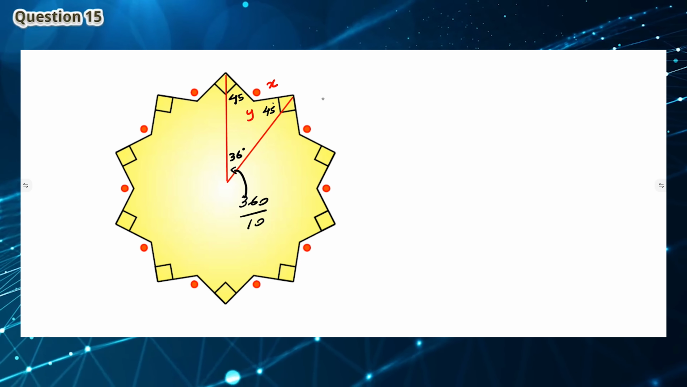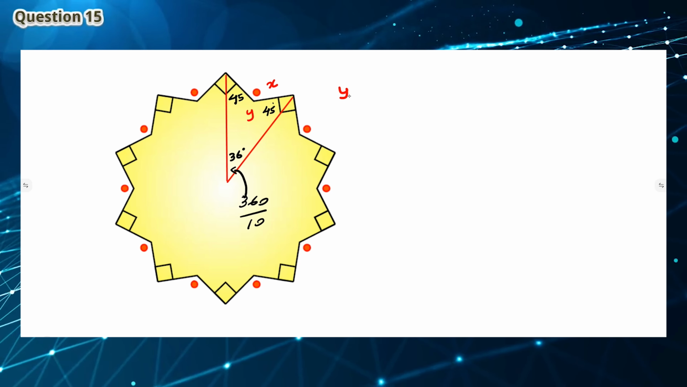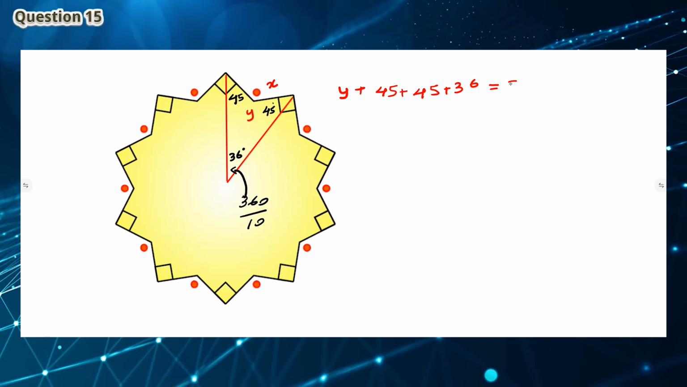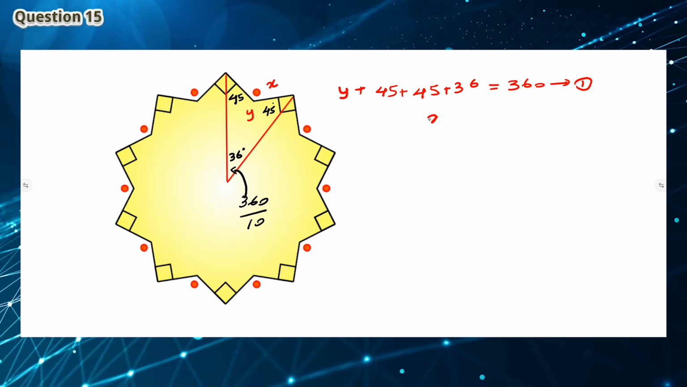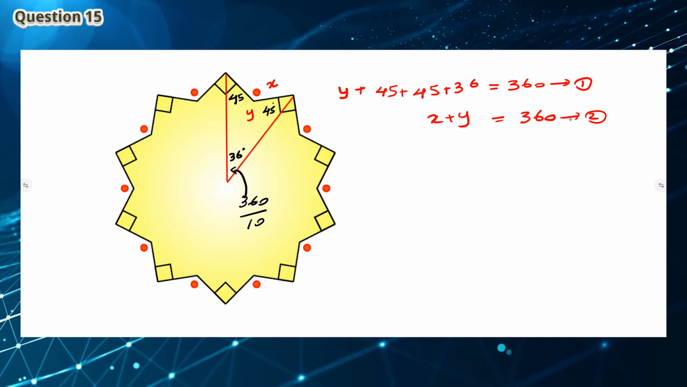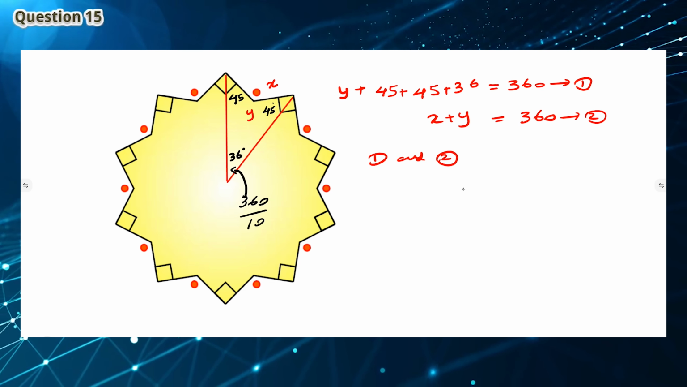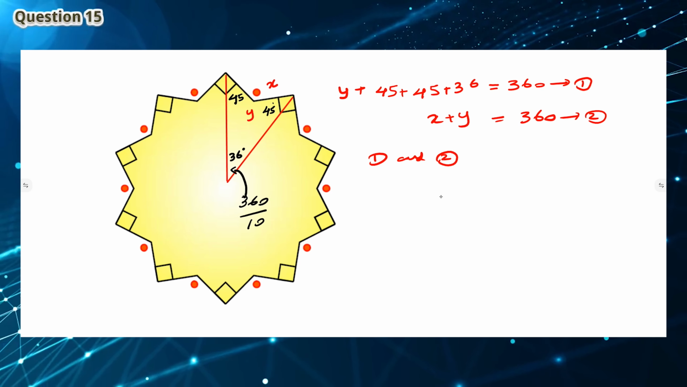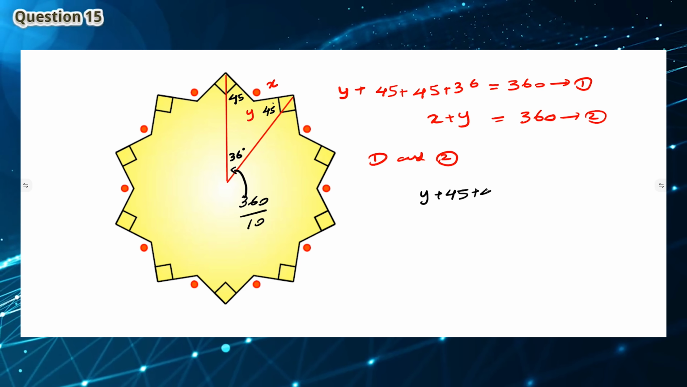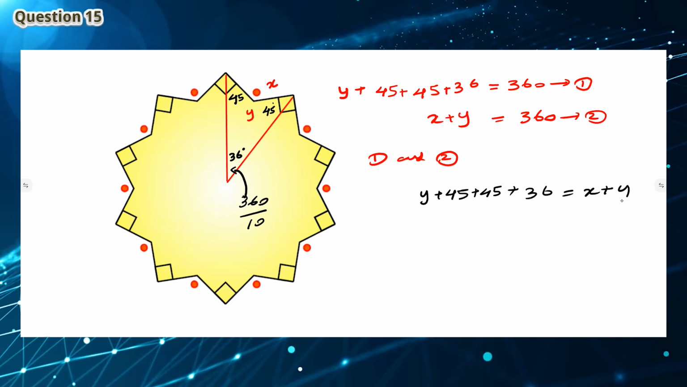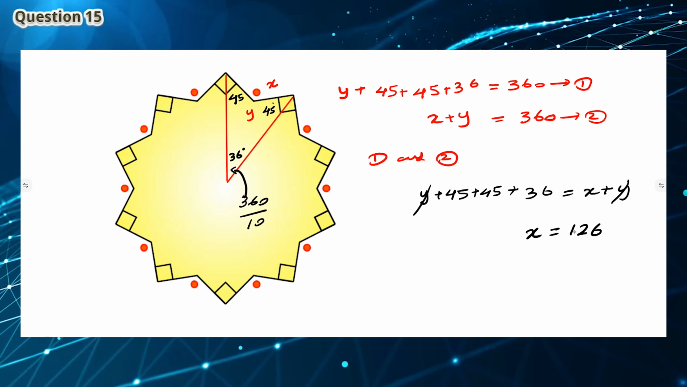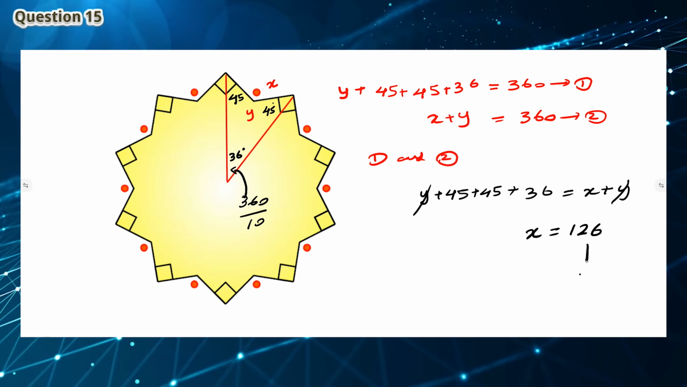Since the angles in any four-sided shape add up to 360 degrees, we can write the following equation. We also know that x plus y is equal to 360 degrees. This means that equations 1 and 2 are equal. We can equate these equations and solve for x. We find that x is equal to 126 degrees, which gives the answer B.